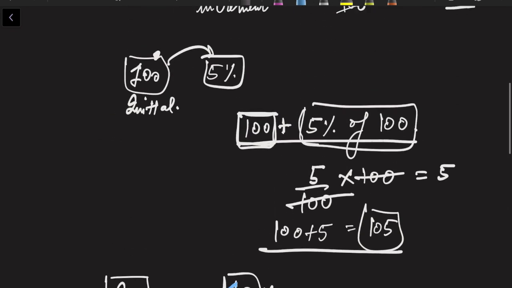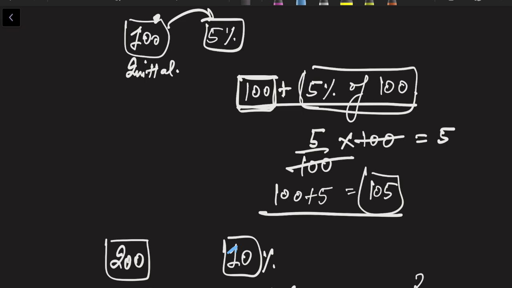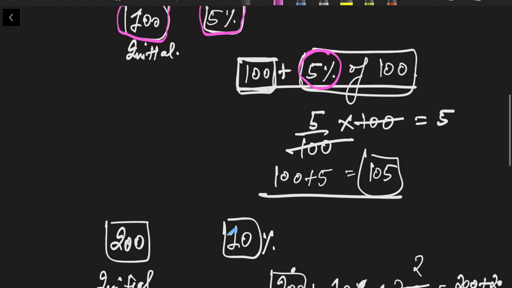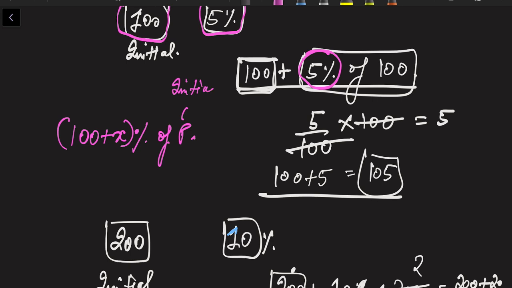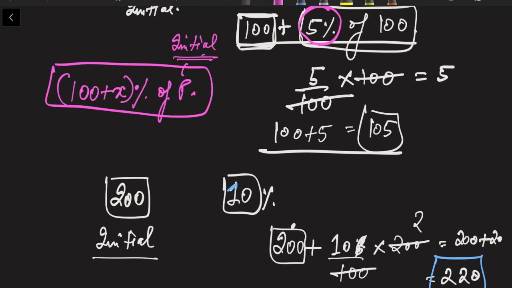So that is why, when any value has been given to you and it has been increased by some percent, then you add that percentage to 100. This is x percent, so 100 plus x percent of p. The p is the initial value. That is how we do it directly. It is very simple, nothing too complicated.